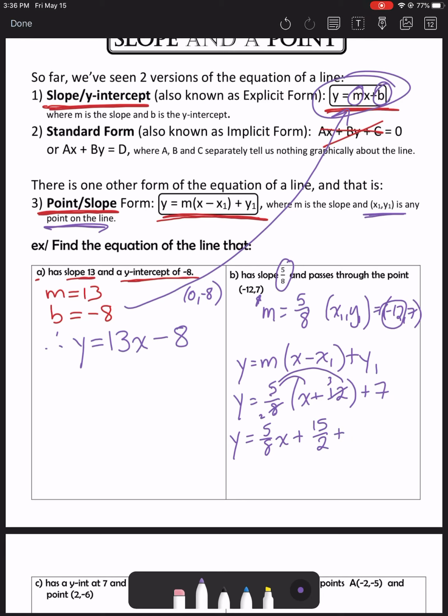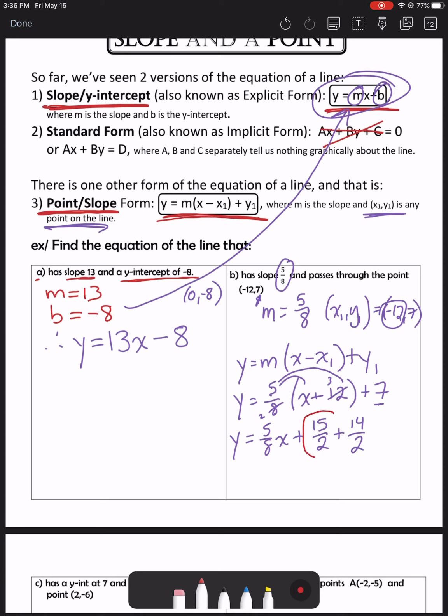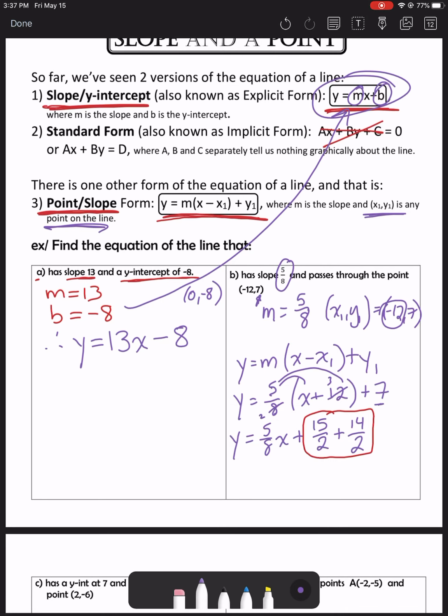plus, now I'm going to change this 7 to a 14/2 because I'm going to have to put these two together. Those two are like terms, so they need to be put together to finish this whole thing. So let me just go back to my purple here. All right, so then y equals 5/8 x plus 29 halves, and you're done.